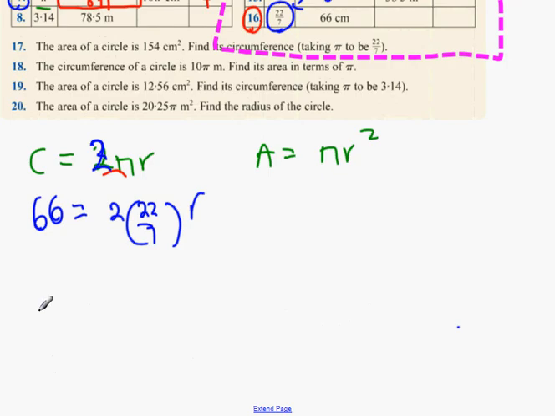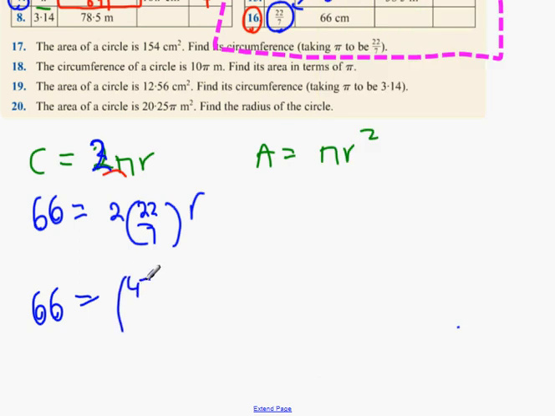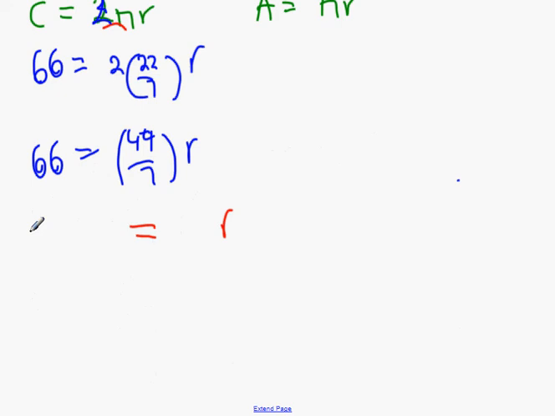Now, 66 equals 2 times 22 over 7. What'd you get? 44 over 7. Now, what happens if we want to get r on its own? What has to leave for the r to be on its own? This whole thing here has to leave, doesn't it? It's currently being multiplied by r. When it moves to the left hand side, what's going to happen? 66 over 44 over 7.